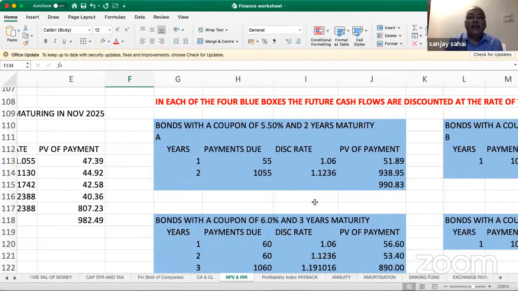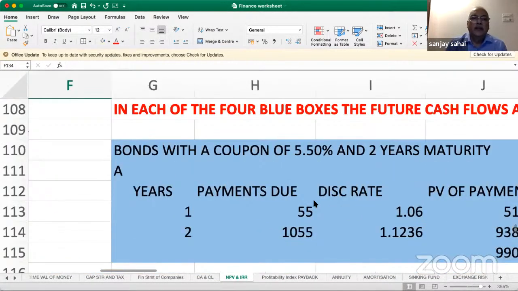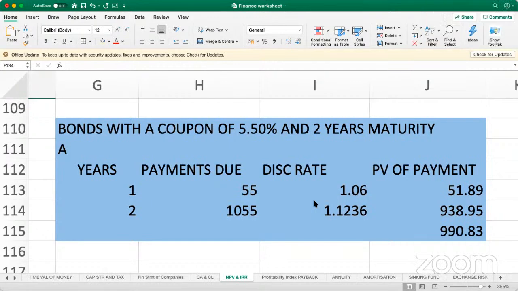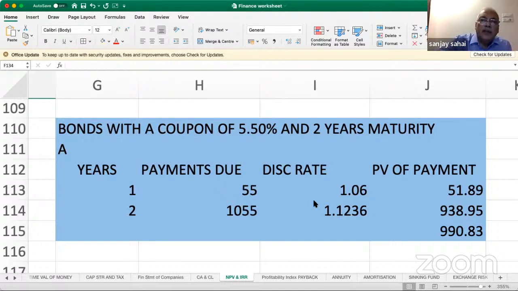Okay, so now look at this particular, this is the first one. This is a bond with a coupon of 5.5% and it has a 2-year maturity. Now in this case, remember RBI issued a bond with a coupon of 6%. And what are the payments, future cash flows in this bond? You will get 55 rupees after 1 year, and then you will get 1,055. 1,000 is the price of the bond, 55 rupees is the amount of interest. This amount of money you will get by way of interest and principal from the issuer of the bond.